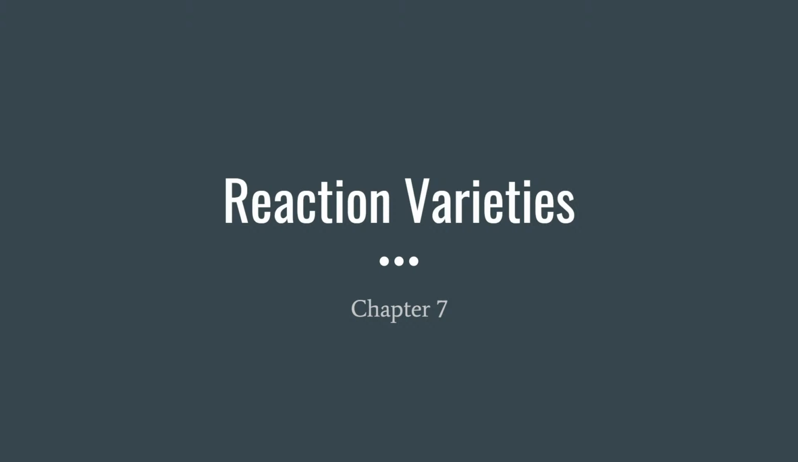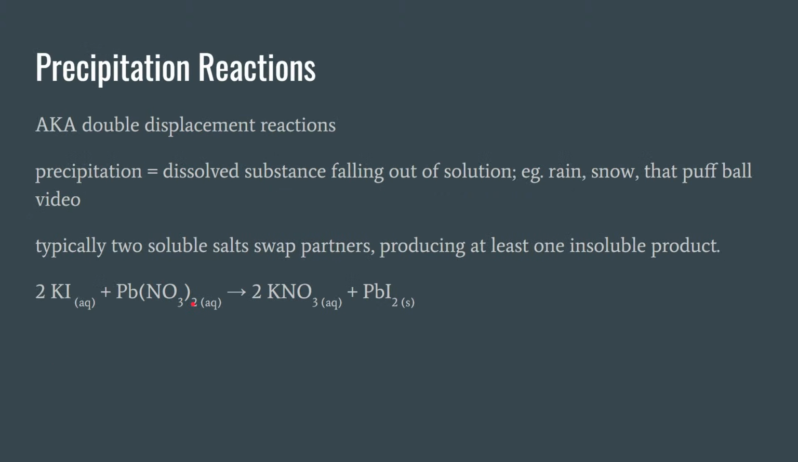Chapter 7. Now we're actually going to start talking about reactions. So far, all we've done is balance them and talk about their math. Now let's talk about their varieties, what they're used for, what they do. We're going to go into all of these in more detail in later sections.